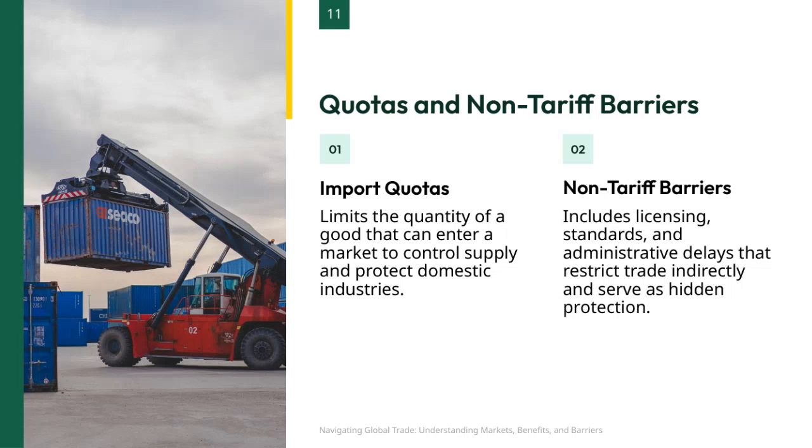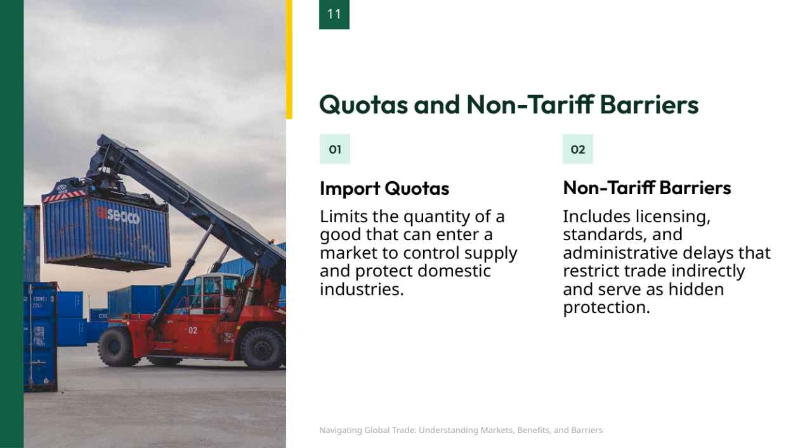Here, we're looking at two important concepts that affect international trade beyond just tariffs. First, import quotas. These are limits set on how much of a particular good can enter a market. By controlling supply this way, countries aim to protect their own domestic industries from being overwhelmed by foreign competition. It's a direct way to manage trade volume.